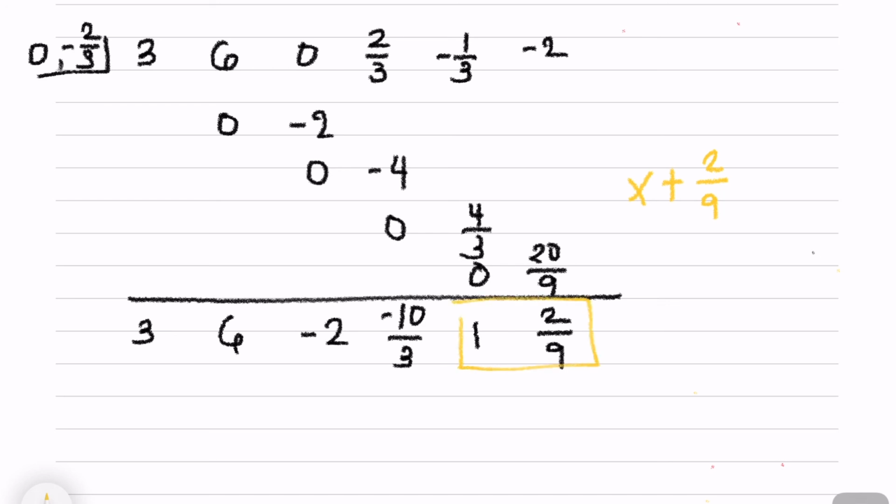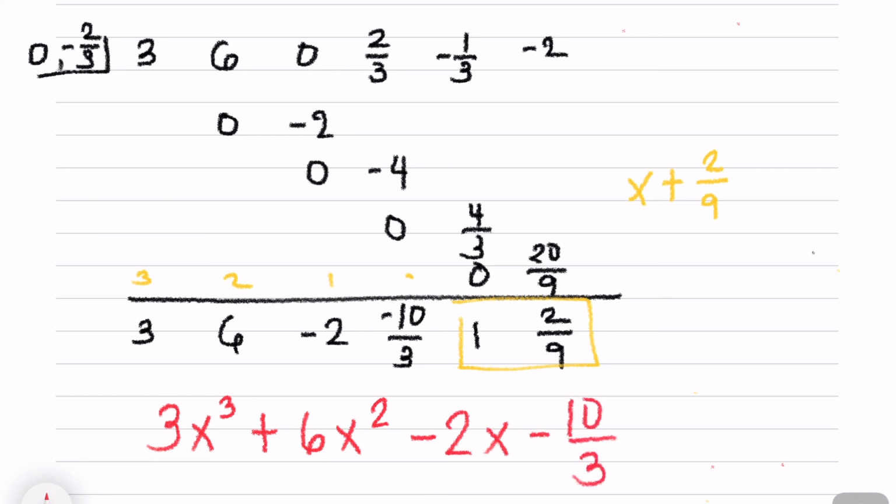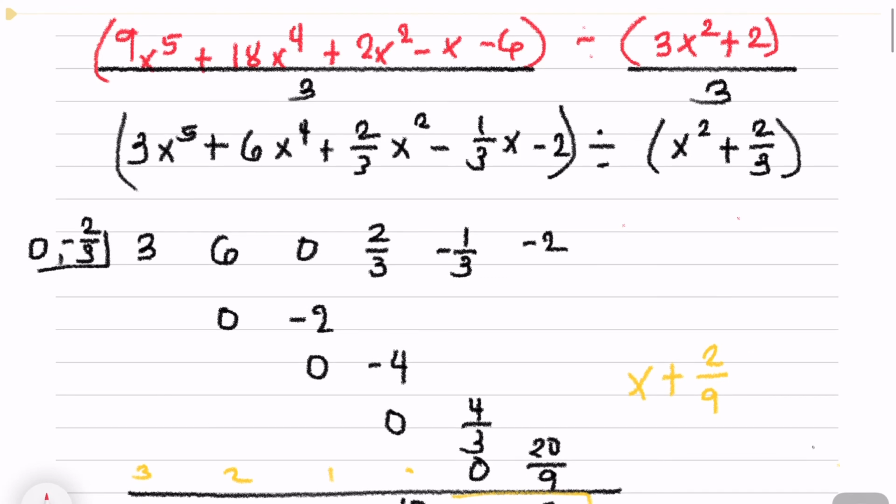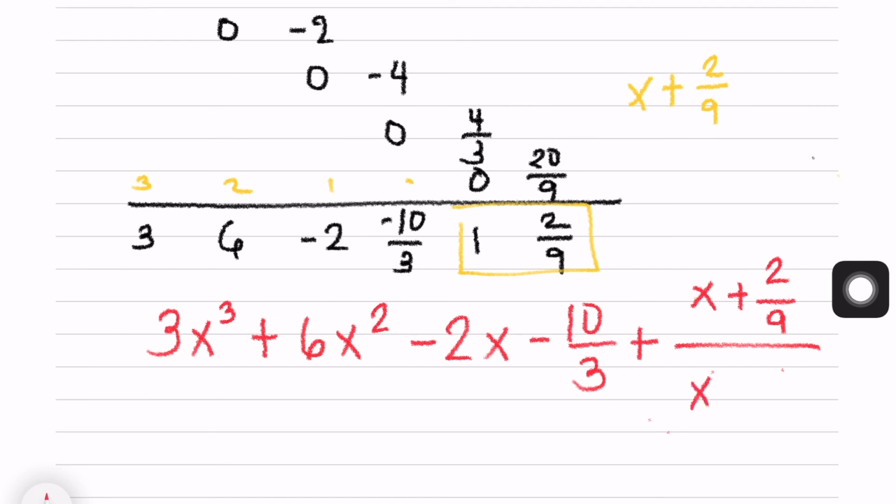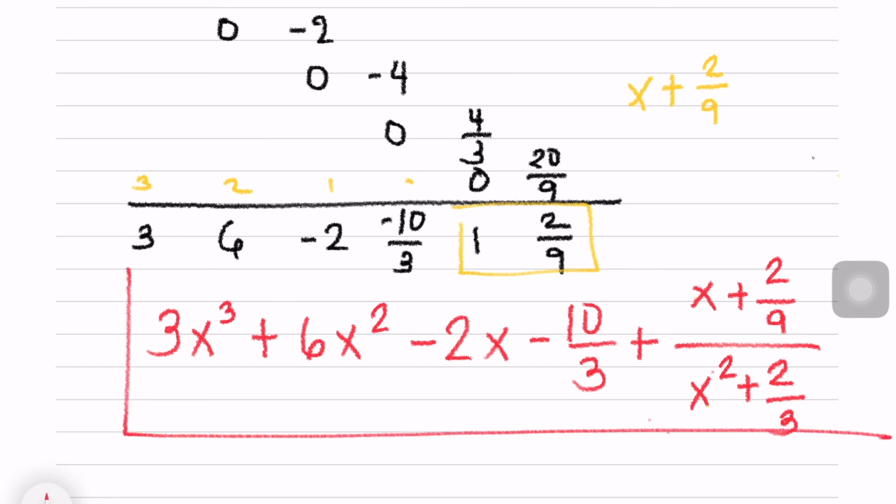Negative 10 over 3 is for the 0 degree. Negative 2 for the first degree, 6 for the second degree, 3 for the third degree. Therefore, the degree of our quotient is 3. So, 3x cubed plus 6x squared minus 2x minus 10 over 3 plus the remainder x plus 2 over 9 and the divisor. Ang gagamitin natin divisor is our new divisor, which is x squared plus 2/3. And this is the quotient.